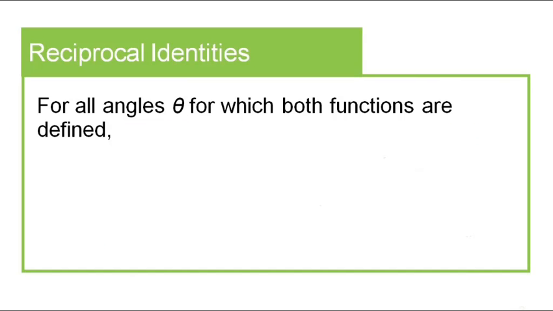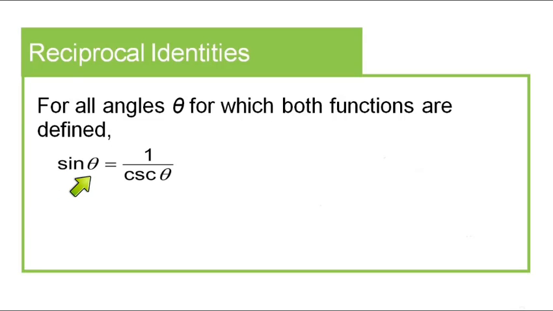First, let's look at the reciprocal identities. We have seen these before actually. We've talked about how sine and cosecant are reciprocals, cosine and secant are reciprocals, tangent and cotangent are reciprocals, and these identities just kind of write that down in formula form.